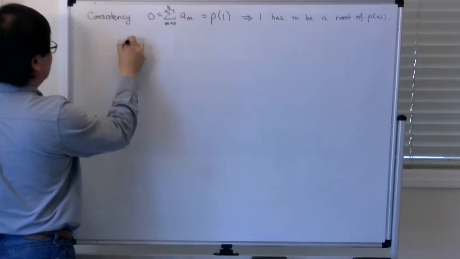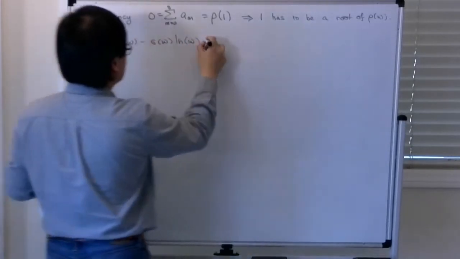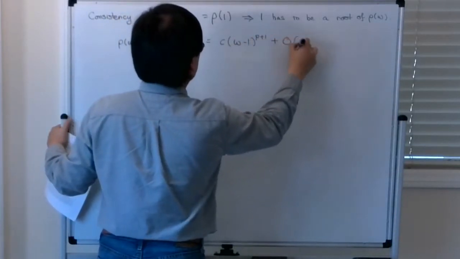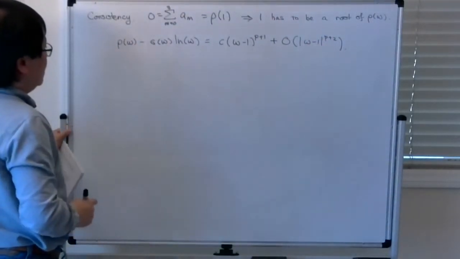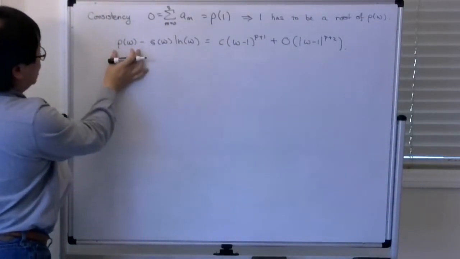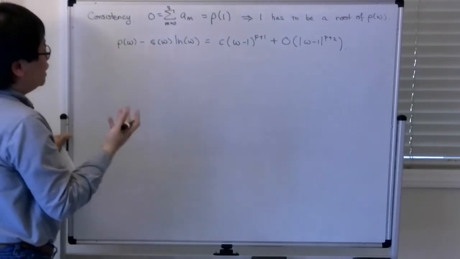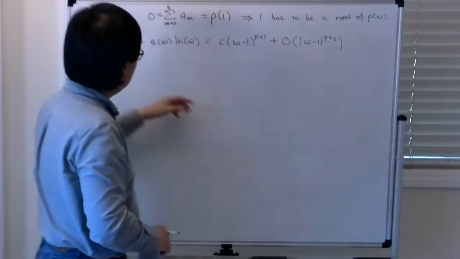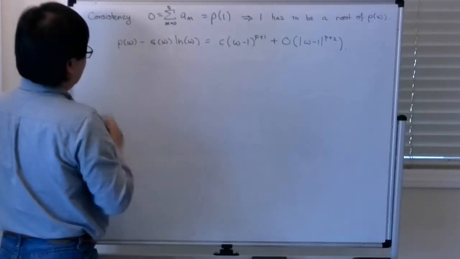So you have rho of w minus sigma of w natural log of w is some constant times (w minus 1) to the p plus first power, plus something which is big O of (w minus 1) to the p plus second power. Okay, so this is the order condition. And so what you want to do then is imagine that you choose rho using the criterion that it satisfies the root condition. If you know what rho is and what order of accuracy you would like to expand things out to, you might ask whether you can then get an expression for sigma in terms of everything else. And that's fairly easy to do.